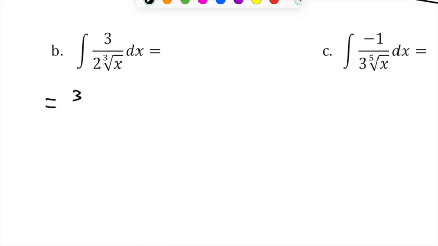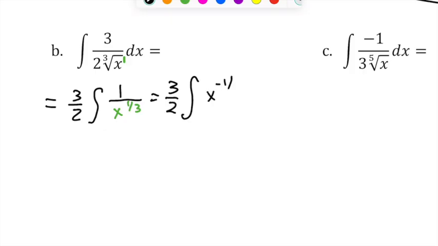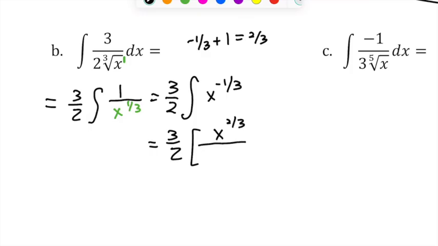Part B, let's pull out the 3/2 outside. This is 1 over, and again, this is x to the 1/3. So if I rewrite this without a denominator, this would be x to the negative 1/3. Now again, to do this integral, I'm going to add 1 to the exponent, and then negative 1/3 plus 1 is going to be 2/3.